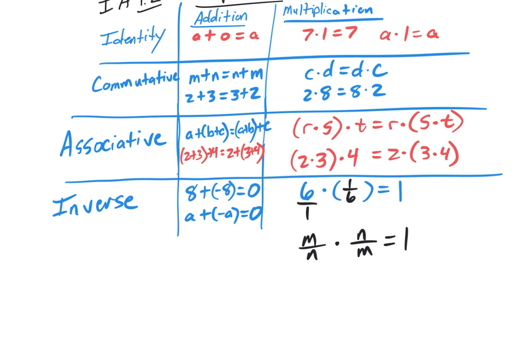So when we talk about the inverse, we always want to get back to the identity. What do we have to multiply or add to get back to that identity? And you don't have to change the sign or anything like that. If this is positive, this is positive. If this happened to be negative, then this would also have to be negative as well. So there's no flipping of the signs. Just keep the sign the same.